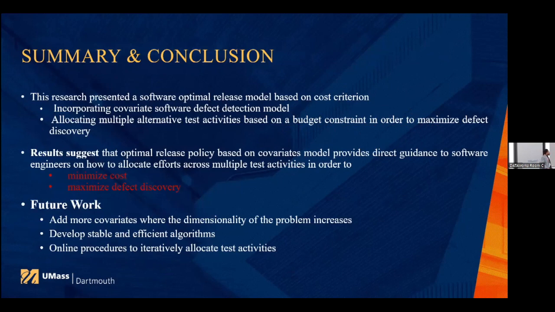In summary, this research presented a software optimal release policy based on cost criteria, incorporating covariate software defect detection models. We also allocate multiple alternative test activities based on budget constraints in order to maximize defect discovery. Our results suggest that optimal release policies based on covariate models provide direct guidance to software engineers on how to allocate effort across multiple test activities in a manner that minimizes costs and also maximizes defect discovery.